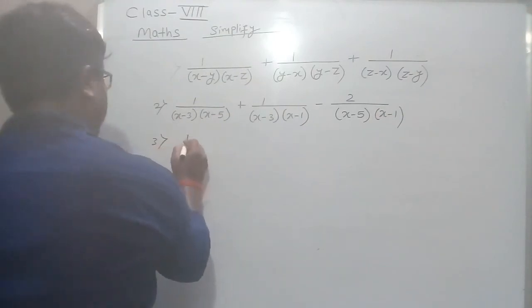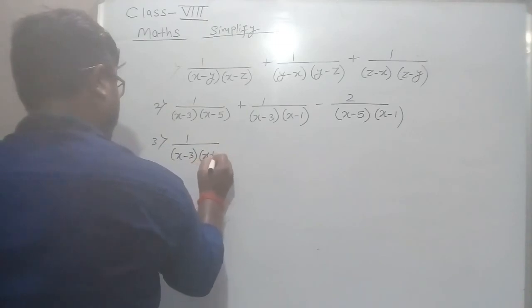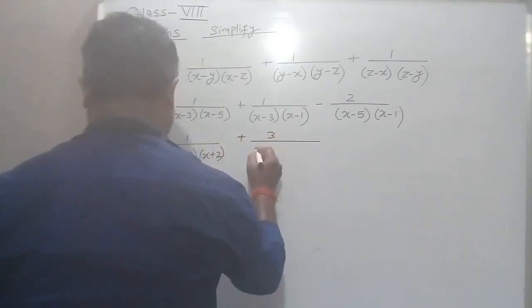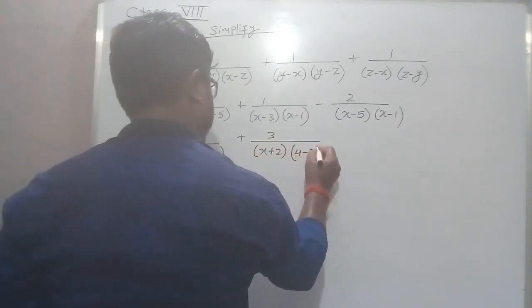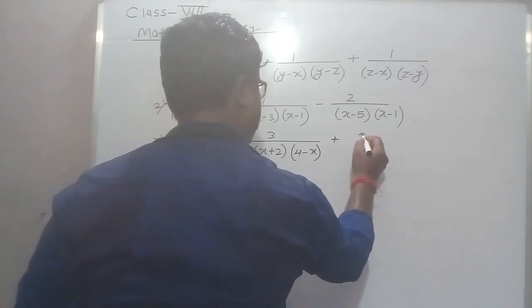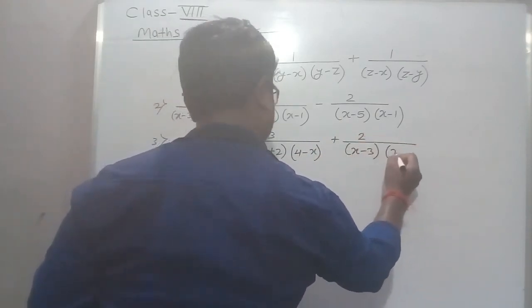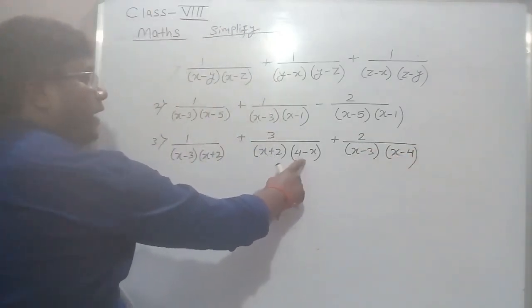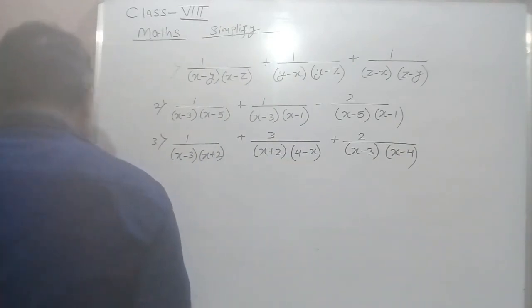Okay, third question is 1 upon x minus 3, x plus 2, plus 3 upon x plus 2, 4 minus x, plus 2 upon x minus 3, x minus 4. In this question you need to arrange this. You have to make it x minus 4. If you make it x minus 4, it will be easier for you to find the LCM.